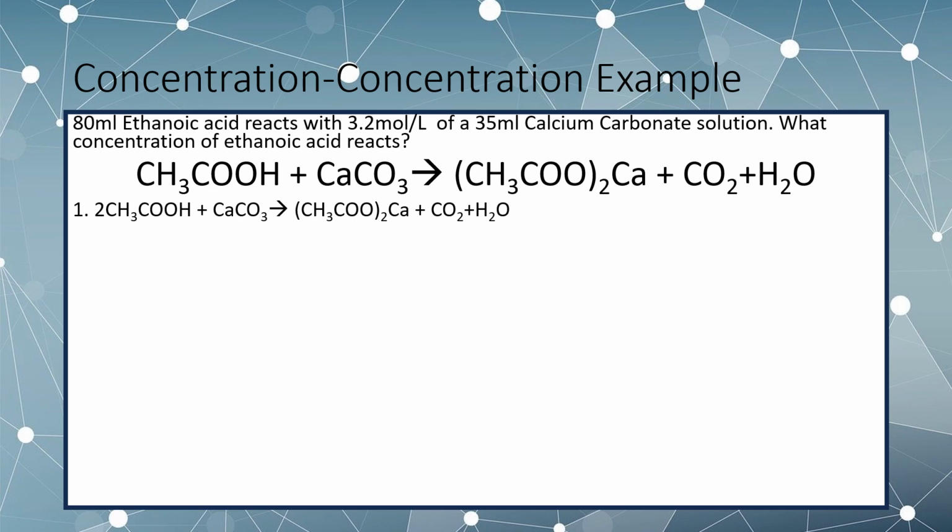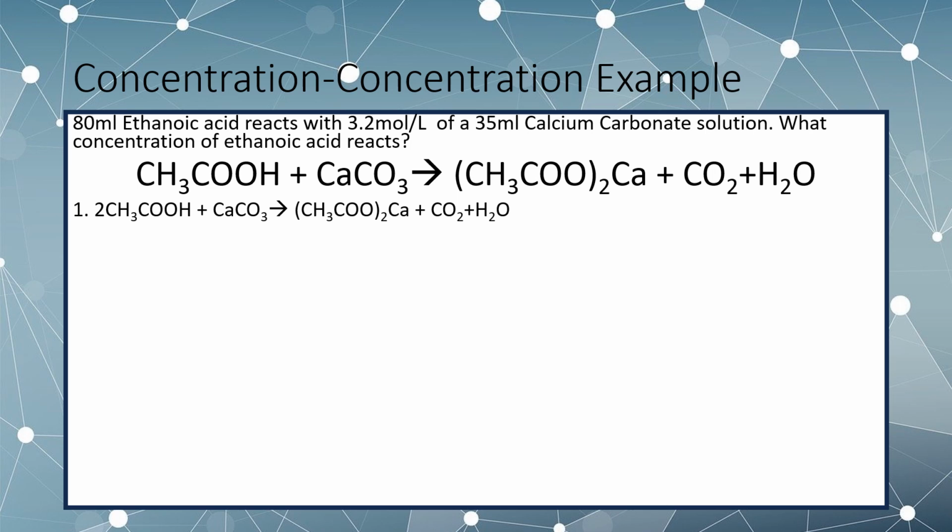Now, step 2 is finding the number of moles of our known. So looking at our question, which one do you think we know the number of moles of, or can find out? Is it ethanoic acid or our calcium carbonate? In this case, it'll be our calcium carbonate solution, as we have both its concentration and its volume, which are 2 essential ingredients to finding the number of moles.